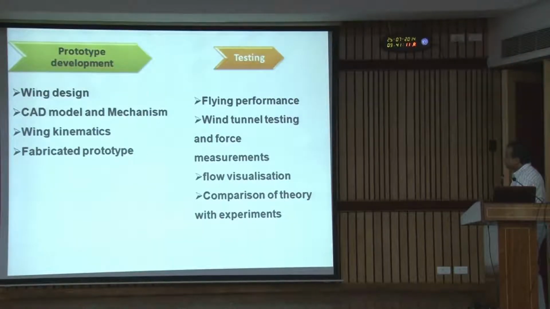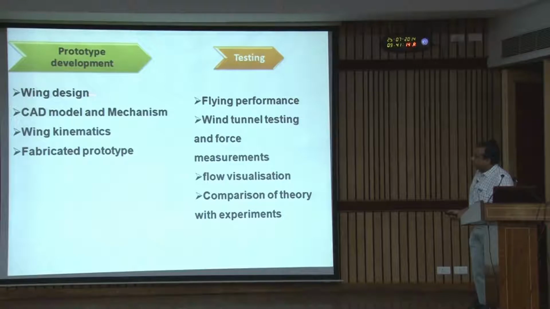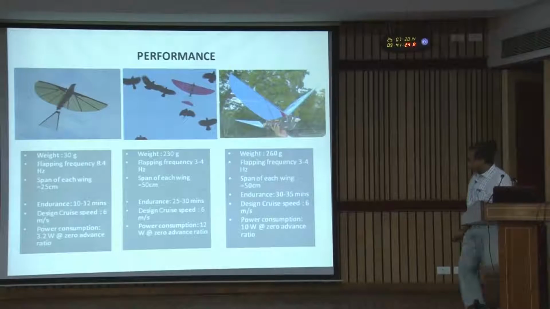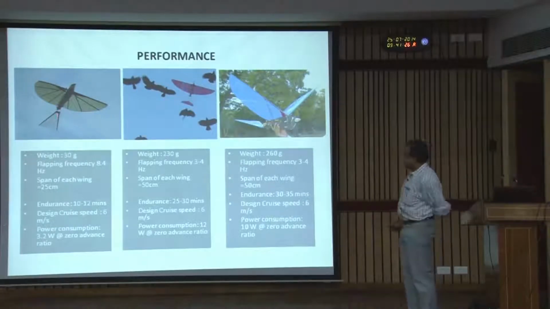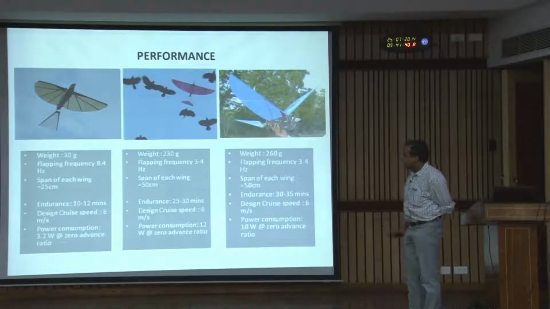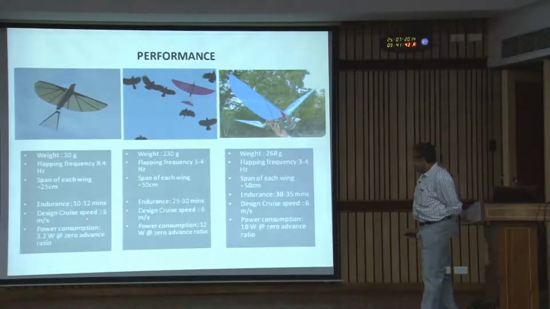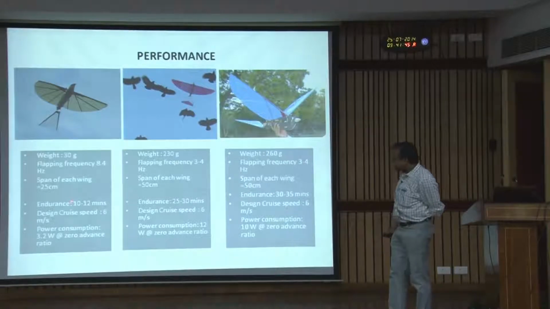So, now we designed the wing, we looked into a CAD model, and we did the wing kinematics and fabricated the prototype. We flew it and found the flying performance for different models. And this is the smallest model. We had a 25 centimeter wingspan, about 30 gram weight, flapping frequency of about 8.4 Hz, and it flies as it should. The endurance with the battery that we had is about 10-12 minutes, because it cannot carry more than that.